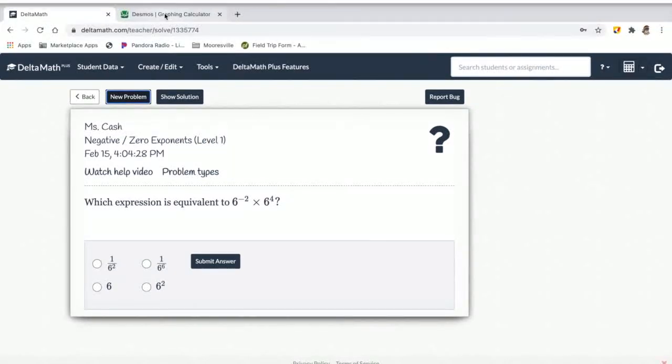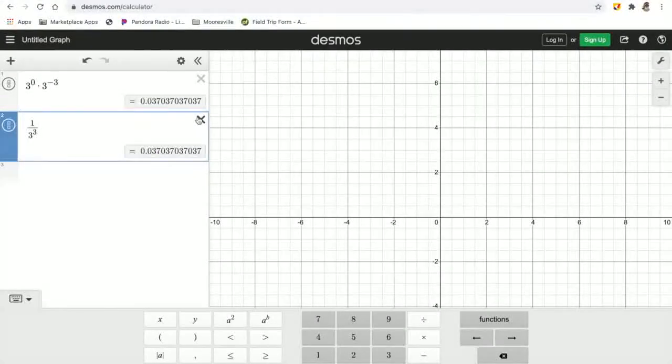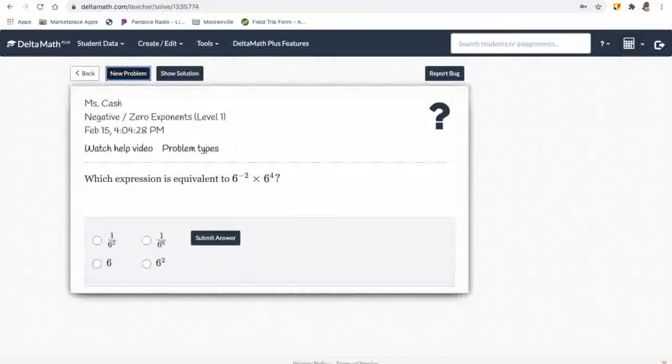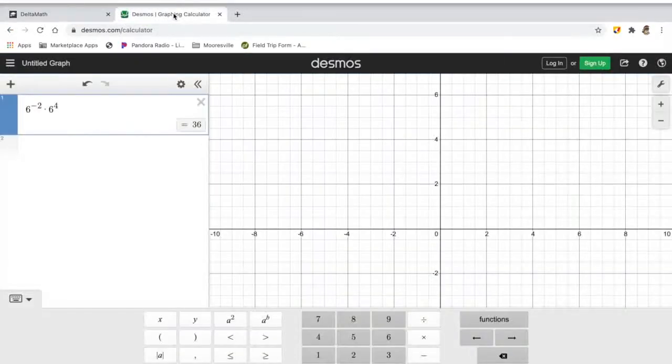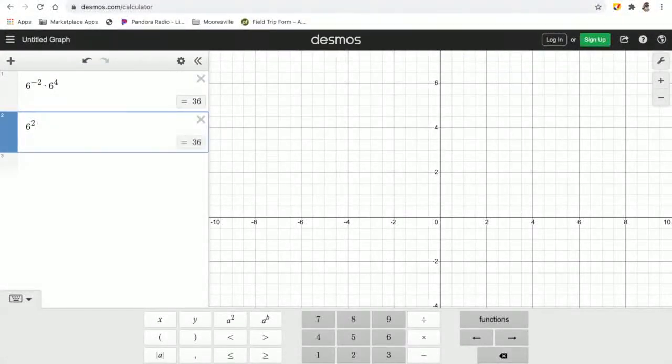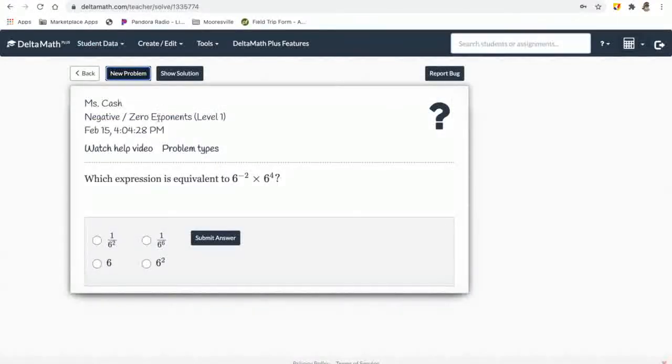I'm going to go into Desmos. I'm going to clear out the others. I'm doing 6 to the negative 2 times, I'm going to hit the times button, 6 to the fourth. That gives me 36. So I'm going to go back into DeltaMath. That one was 36. Okay, which one of these would be 36? I believe that would be 6 squared, but I can go in Desmos if I'm not sure. I can type in 6 squared and see if that's it if you don't know for sure. And yes, they match. So it would be 6 squared.